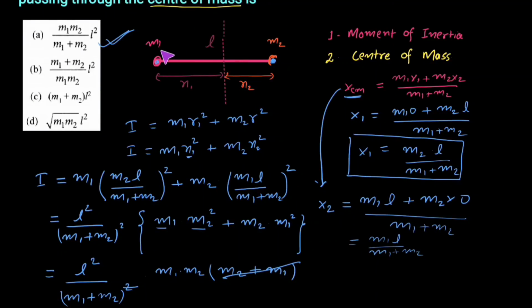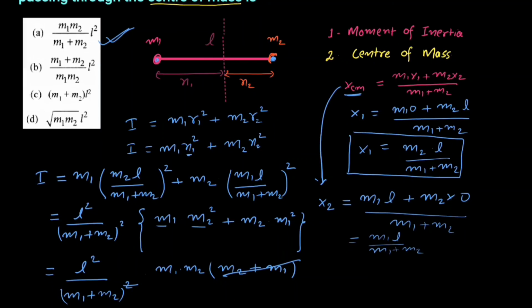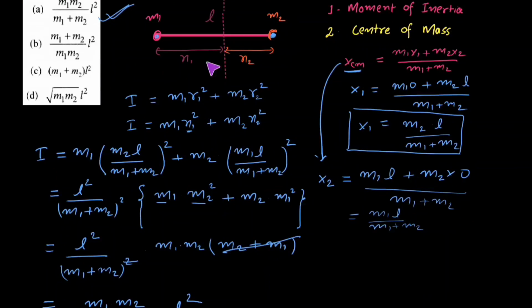r1 is the distance of mass m1 from the axis of rotation. r2 is the distance of mass m2 from the axis of rotation. So we have simply put the value of r1 as x1 and r2 as x2. Now we have to replace x1 and x2. So in order to replace x1, we will simply apply the concept of center of mass. So this is the formula for finding the center of mass for such a system which consists of more than one object. So if we assume m1 to be our reference, then we apply this formula.